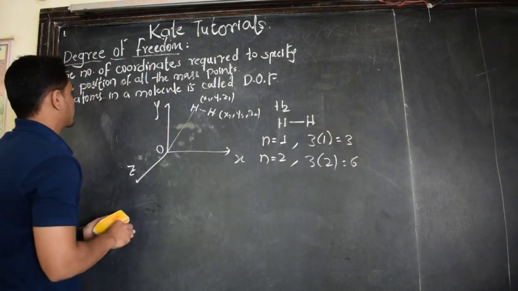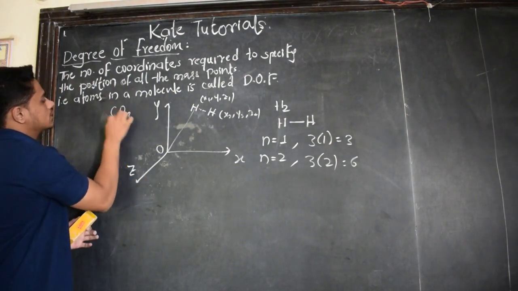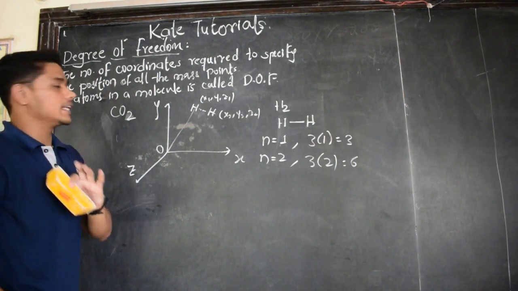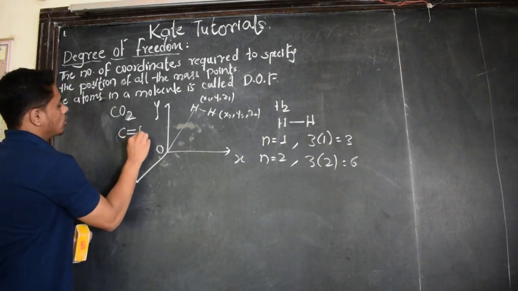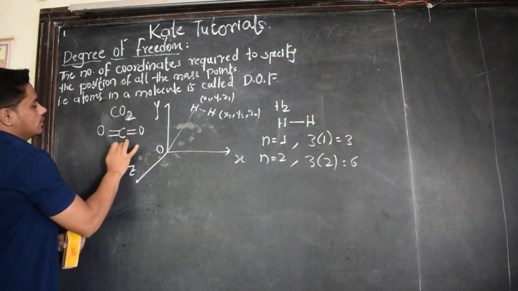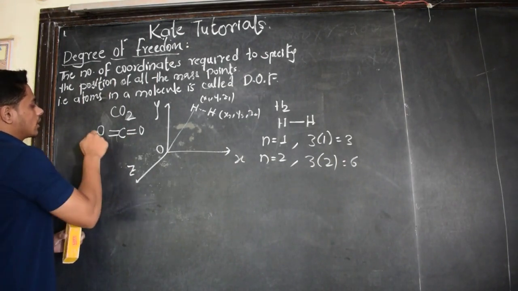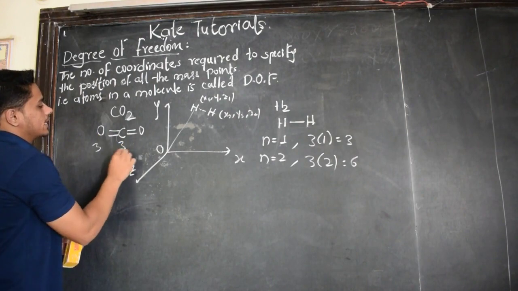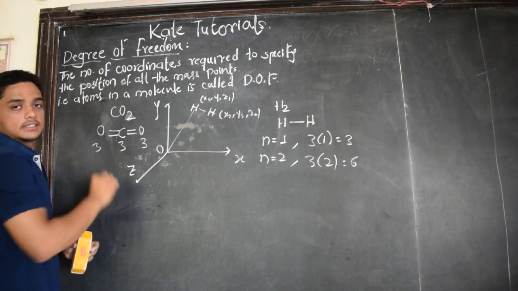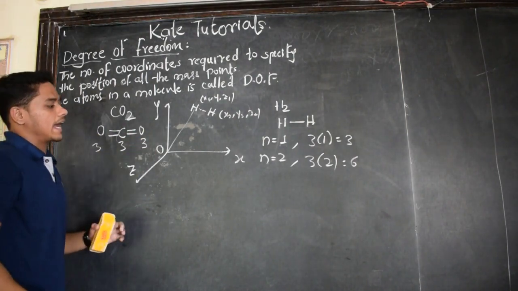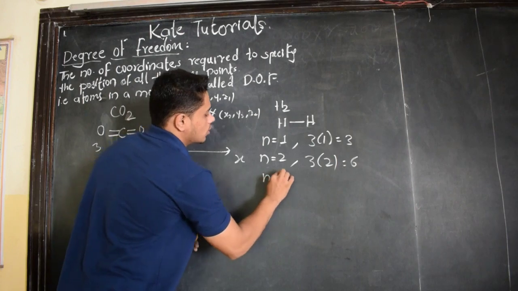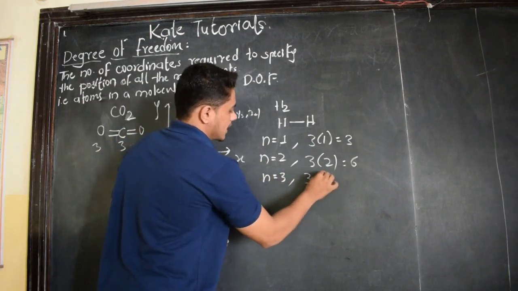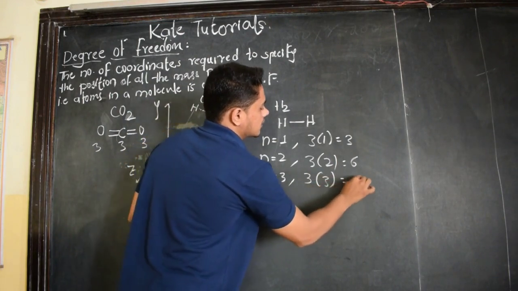If I consider carbon dioxide, CO2, here we have 3 atoms, that is C double bond O, double bond O. To locate this oxygen, we need 3 coordinates. To locate this, 3 coordinates. To locate this, we need 3 coordinates, total 9. That is, if atoms n is equal to 3, then the number of coordinates required is 3 times n, that is 3 times 3 is equal to 9.